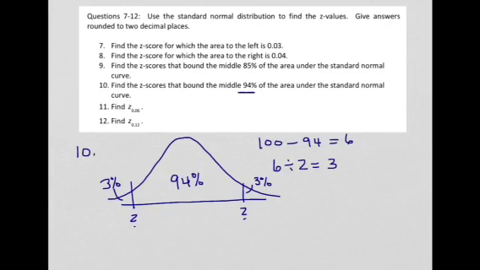Okay, so to find my answer, I'll just find the inverse norm of 0.03. But we actually did that before. We know that that comes out to be negative 1.88. So my final answer for this problem is plus or minus 1.88.